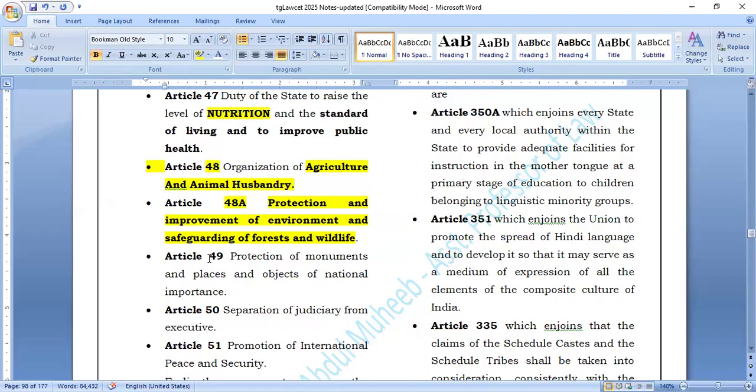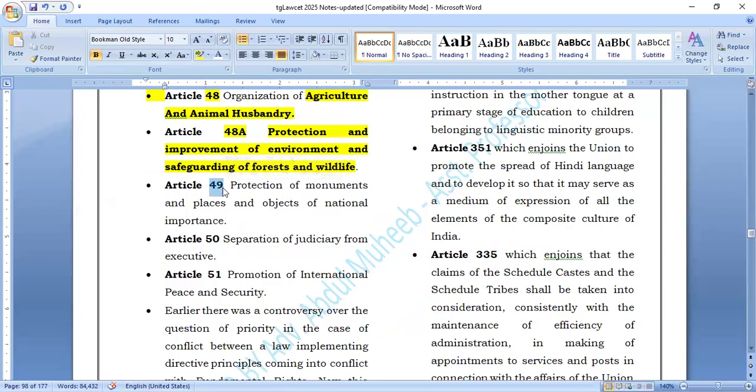What is Article 49? Protection of monuments and places and objects of national importance. So just remember protection of monuments and objects of national importance.